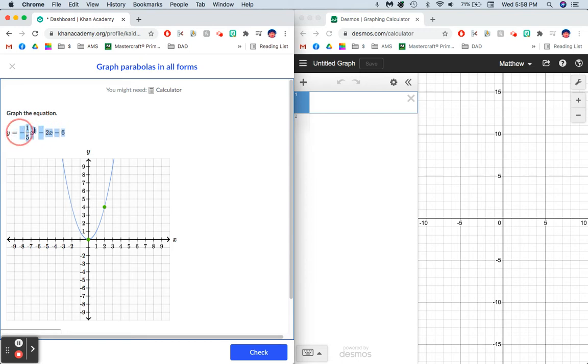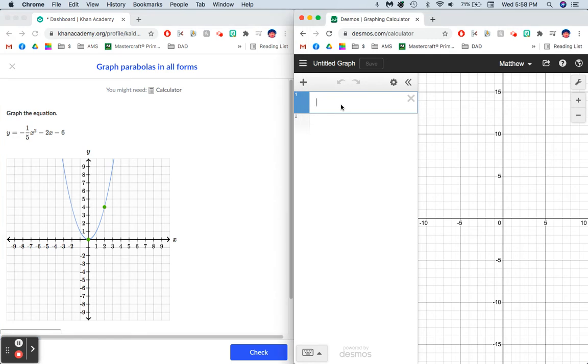So this one's in standard form. As a review, the x-coordinate of the vertex in standard form should be negative b over 2a, right? So that's what we're going to find. Our b value is negative 2. Our a value is negative 1/5. So this might get a little hairy, but let's just plug in all our values.